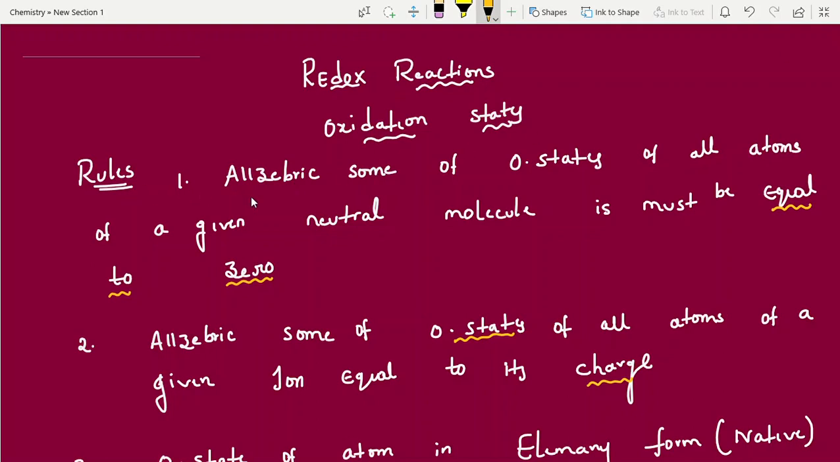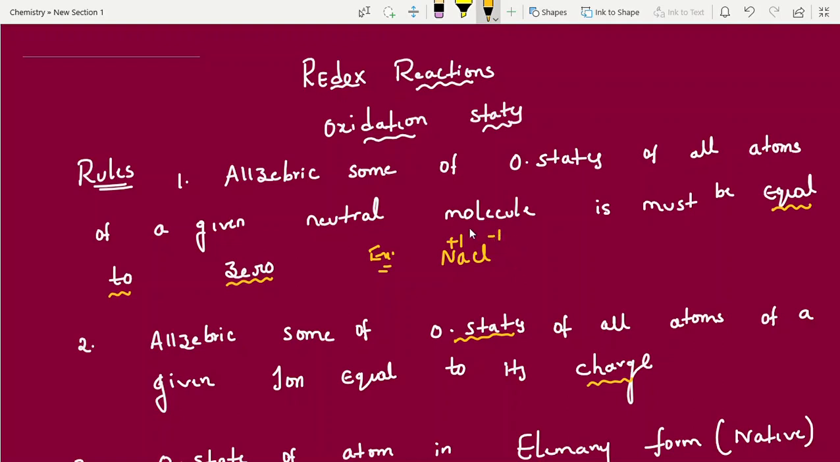Rule 1. The algebraic sum of oxidation states of all atoms of a given neutral molecule must be equal to 0. See students, I am giving one example to you. Suppose we take the familiar example, NaCl, sodium chloride. Here, what they are trying to say in rule number 1: one is a metal, another one is a non-metal.